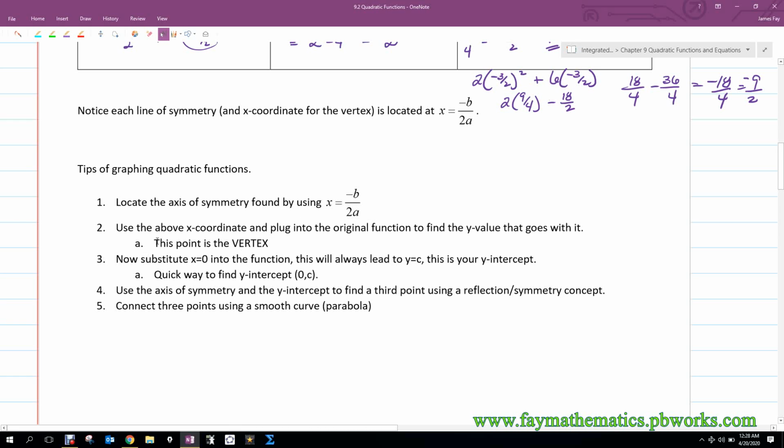Okay. Step 3 says now substitute x equals 0 into the function, and that's going to give me what we call our y-intercept, so where we cross the y-axis. And we're going to see eventually that it is just y equals c. When you plug 0 in, everything disappears except for the constant term. So because of that, a quick way to find your y-intercept is just take 0 comma your c value.